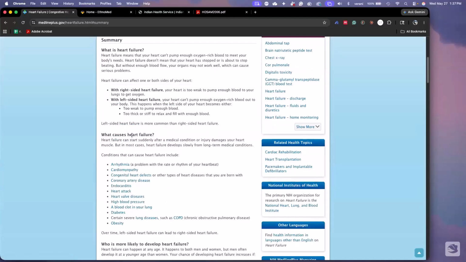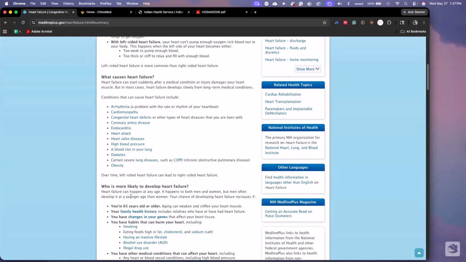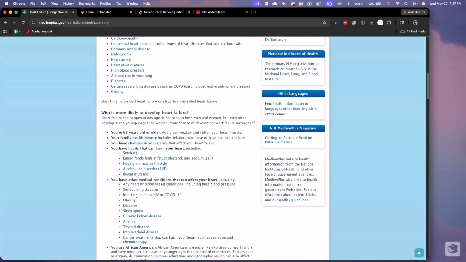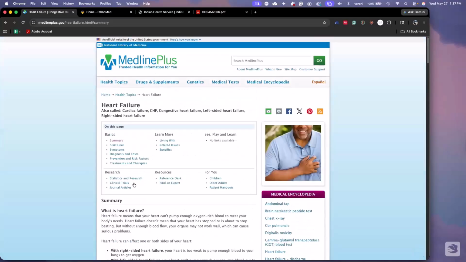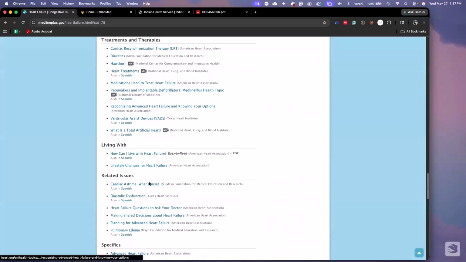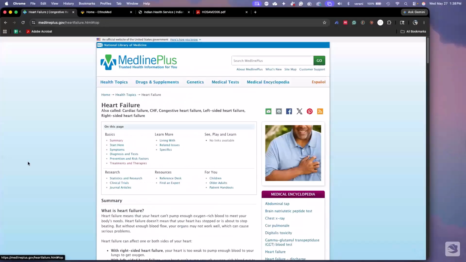And if we click here, we'll get a little more of a synopsis of what it is, who is most likely to develop heart failure, medical conditions, things of that nature. And also the other fun part is if you were to go all the way down, it'll also provide you treatments and therapies, living with, related issues. And what I really like about this website and what makes it pretty user-friendly is if you're like me and hate scrolling all the way back up, you can click the little triangle right here and it'll take you right back up to the main page.